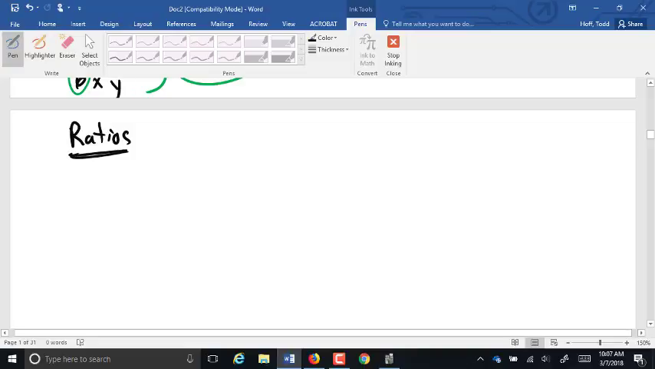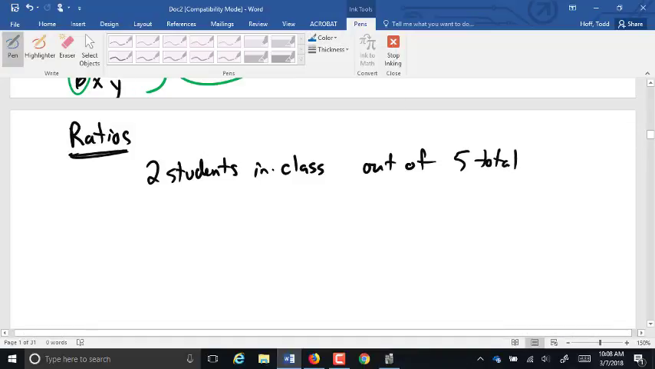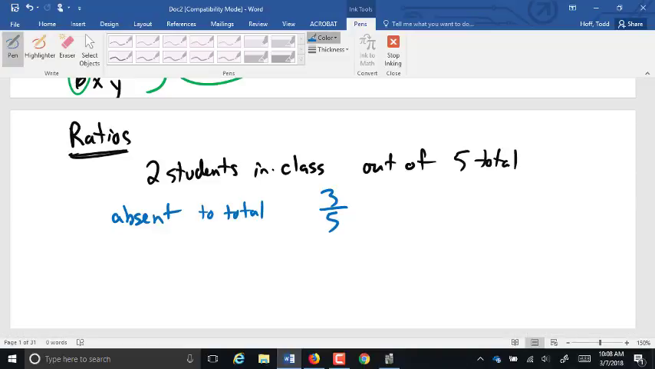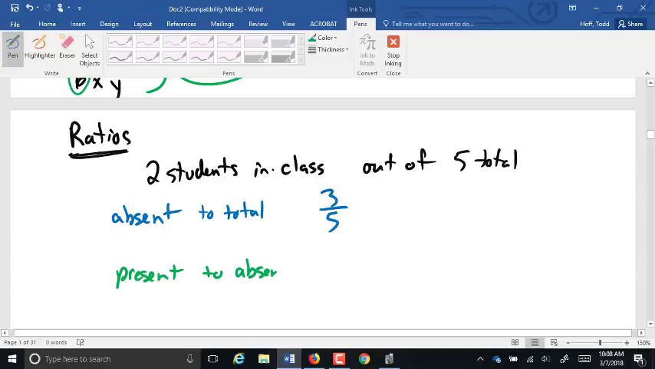If I ask you, today we have 2 students in class out of 5 total. There are several ratios I can create there. I can create the ratio of absent to total. What would that be? How many are absent? 3, 2, 5 total. I could ask you to create the ratio of present to absent. That would be what? 2 to 3. Or I could ask you to create present to total, which would be 2 out of 5. You got her. And there are other ratios, but those are just the main ones. Any questions?